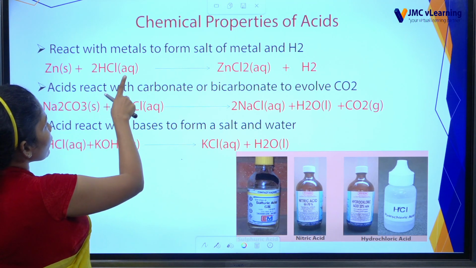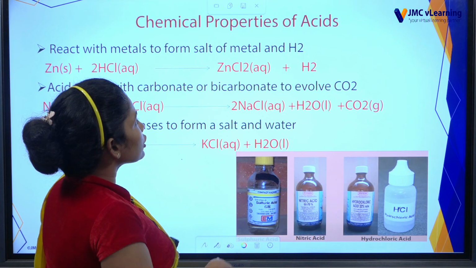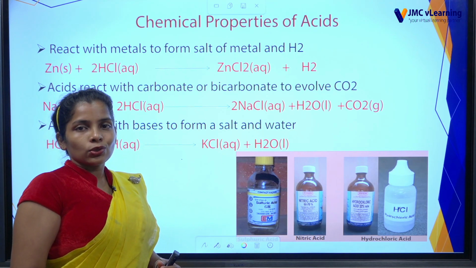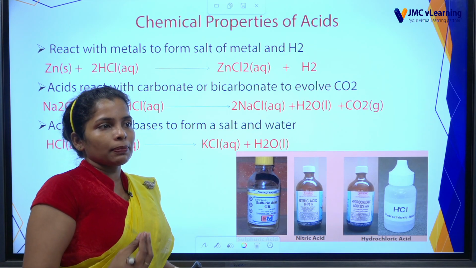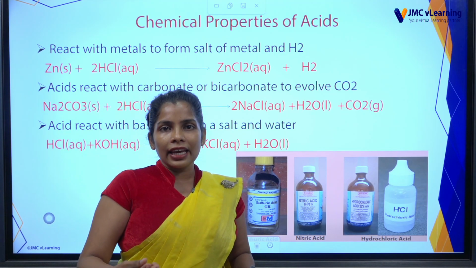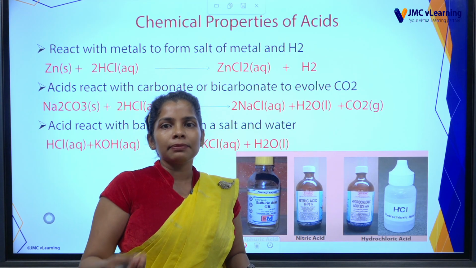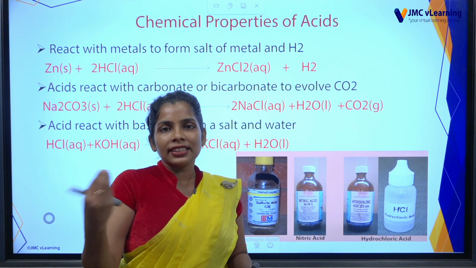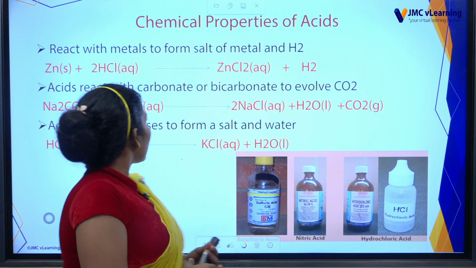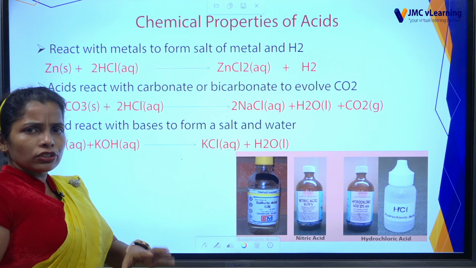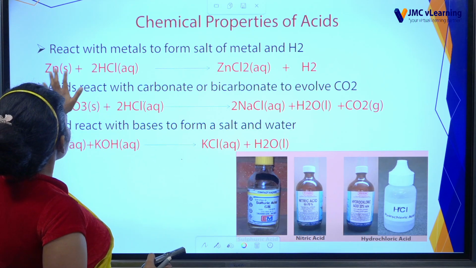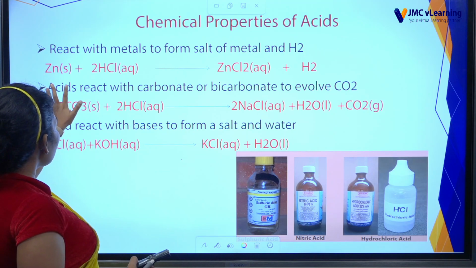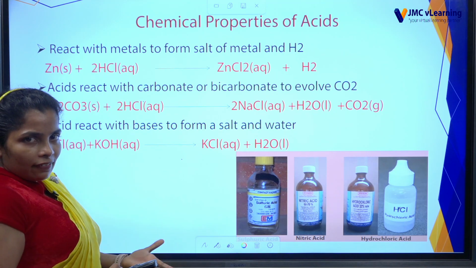First one, acids react with metals to form salt of metals and hydrogen gas. So what are the metals? Metals means lithium, sodium, potassium, magnesium, calcium. Those elements we consider as metals. So look at here, zinc. Zinc is also a metal. Zinc combines with hydrochloric acid. Zinc is a solid, hydrochloric acid is aqueous.